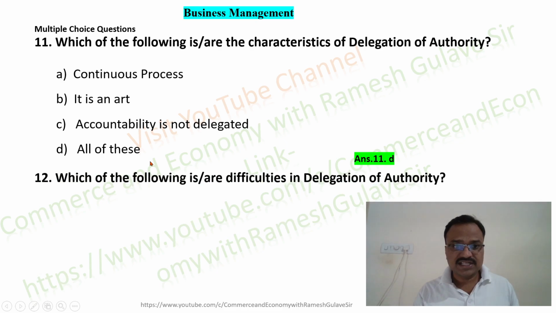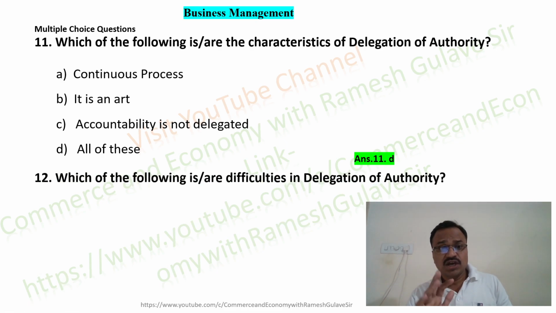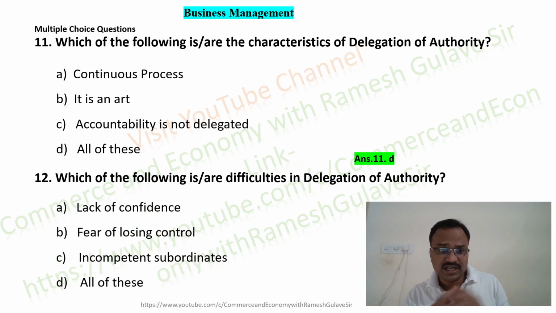Let us move on to the next question, and it asks us which of the following is or are difficulties in delegation of authority. As we have discussed, delegation of authority is the process of giving powers to subordinates. So what can be the difficulty in this process? See what the options are. The first option is lack of confidence. Yes, if the subordinate is not confident, it is a difficulty in the delegation of authority.